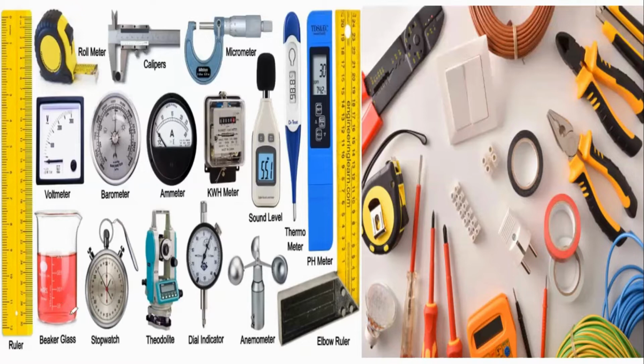Okay, now you have stopwatch. These are very simple watches and all. Then you have a dial indicator, anemometer, elbow ruler. Anemometer is for wind speed. What is the speed of the wind and the directions? For measuring that, it is used.